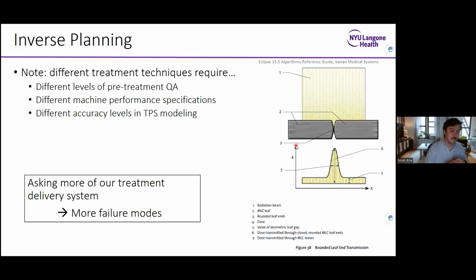So IMRT and VMAT will require different levels of pre-treatment QA, different machine performance specifications, and different accuracy in beam modeling, which I won't dwell on, but I just want to say that we're asking more out of our treatment delivery systems, so there are more potential failure modes that we're introducing.